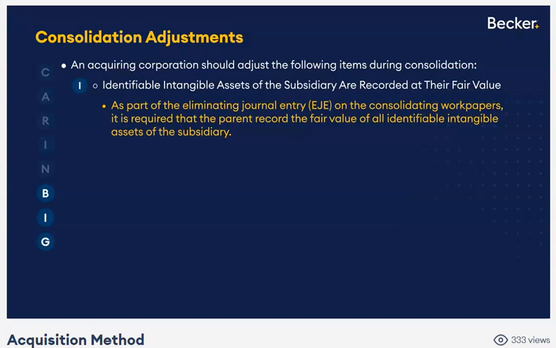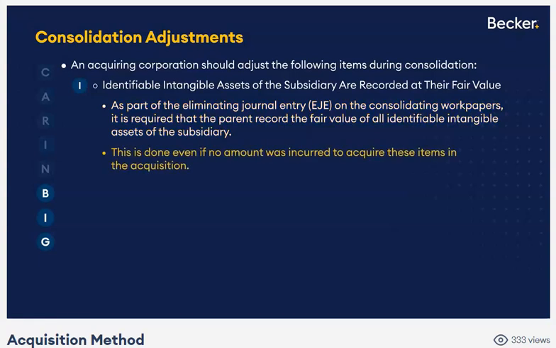You may have paid for a covenant not to compete. The old owners promised not to start a new business and go into direct competition against you, right? There may be some patents that were worth a lot of money, so you're going to book those. You may have some other items that are finite-lived intangibles, and you're going to book those. You will book those at their fair value. This is done even if the amount was not incurred to acquire these items. You're going to record them.